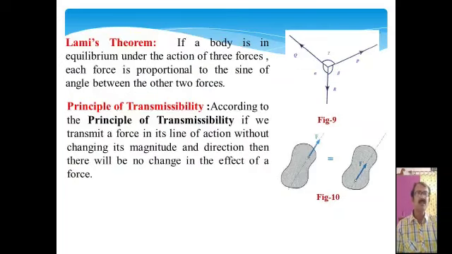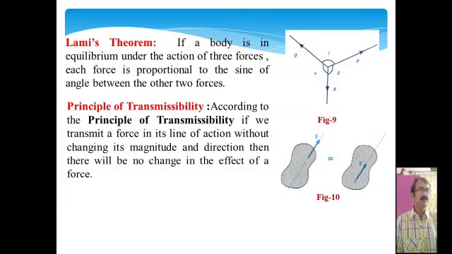Now Lami's theorem. If a body is in equilibrium under the action of three forces, each force is proportional to the sine of the angle between the other two forces. In this diagram, figure 9, there are three forces P, Q and R. The angle between P and Q is gamma, between P and R is beta, and between Q and R is alpha.